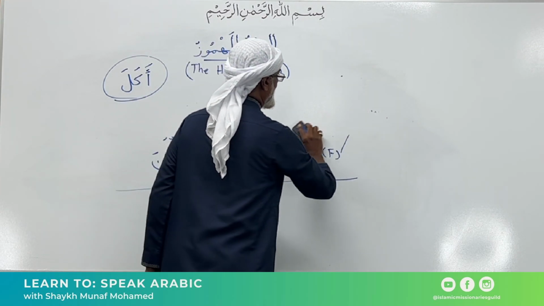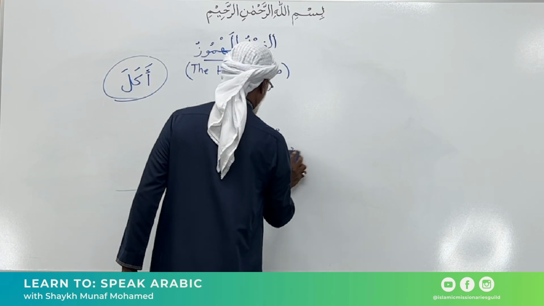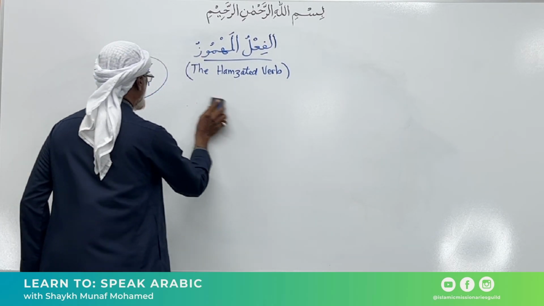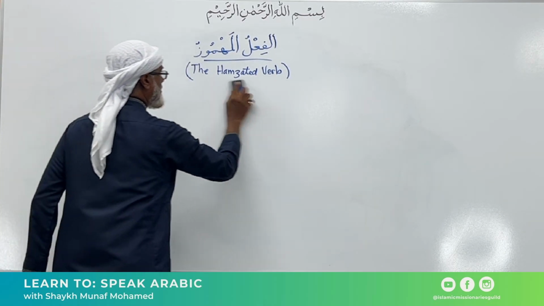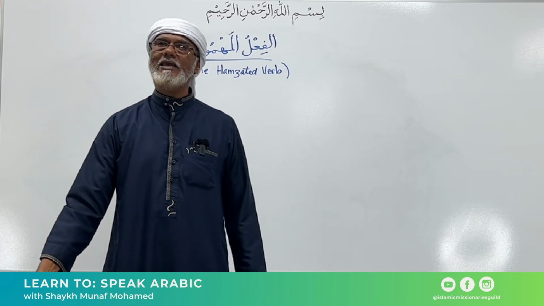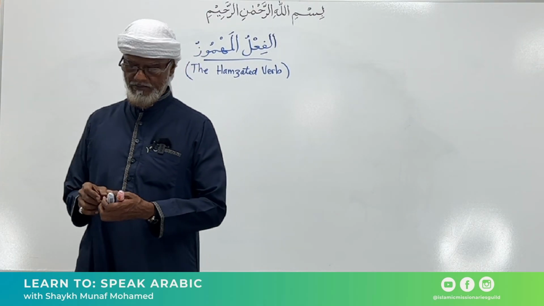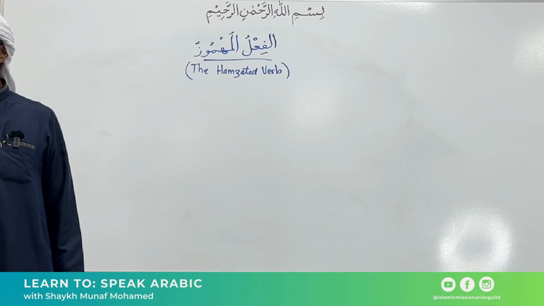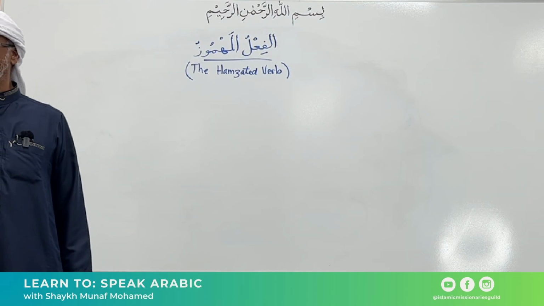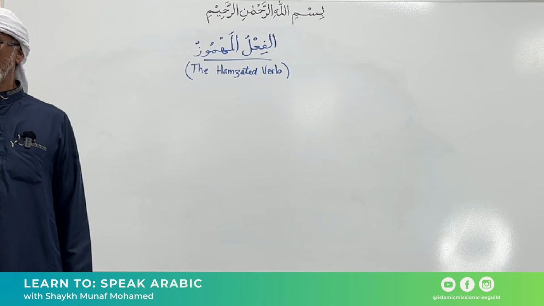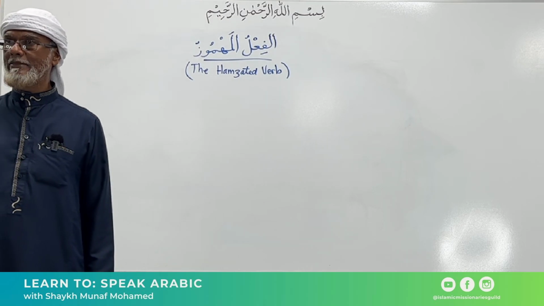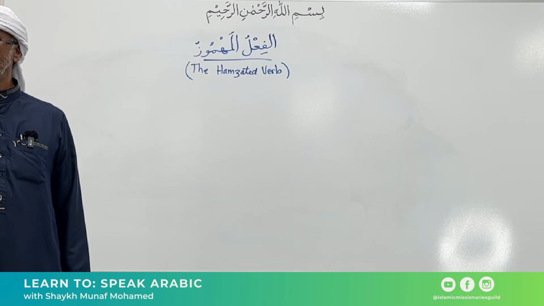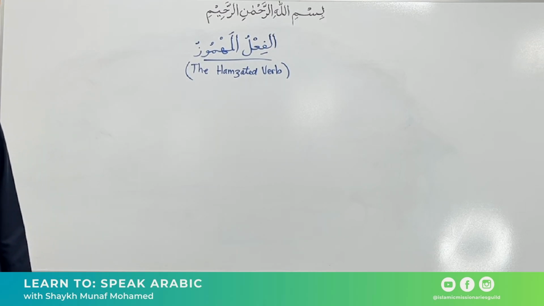So that is when the verb begins with a hamza. Sometimes the hamza could be the second letter of the verb. Example. Can you give me an example of a verb that has the hamza as the second letter? Second letter of the verb is hamza. Yes, you all know it. There is a surah from the Quran. Huh? I can't hear you.